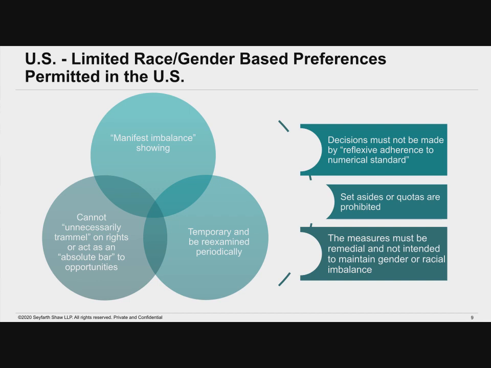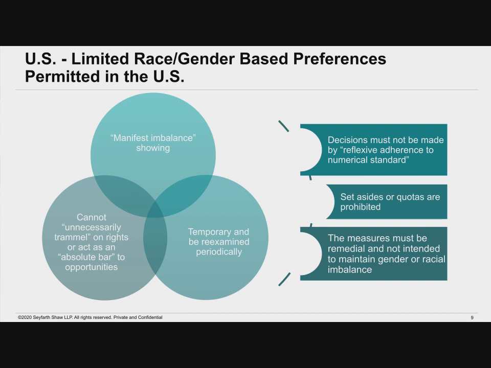There are some permissible ways in which you actually can use, in the U.S., race and gender. It is limited, but when you as an employer can identify that you have a manifest imbalance, that sounds like a very scary term, but if you can make such a showing, and here we're talking about in the litigation context, right? You're able to demonstrate that you made specific race and gender-based decisions because there was a manifest imbalance within the organization that you were trying to address.